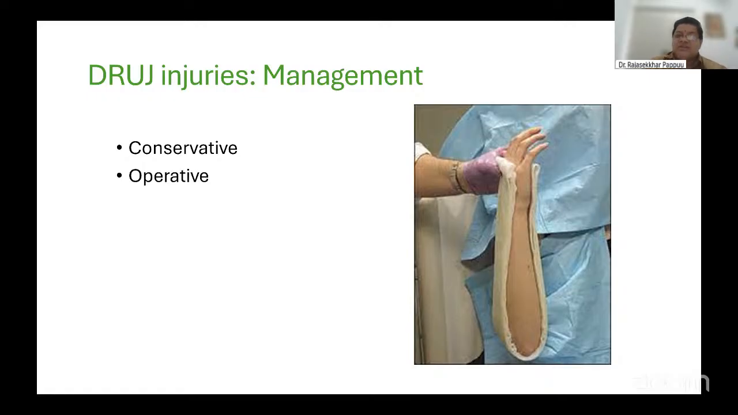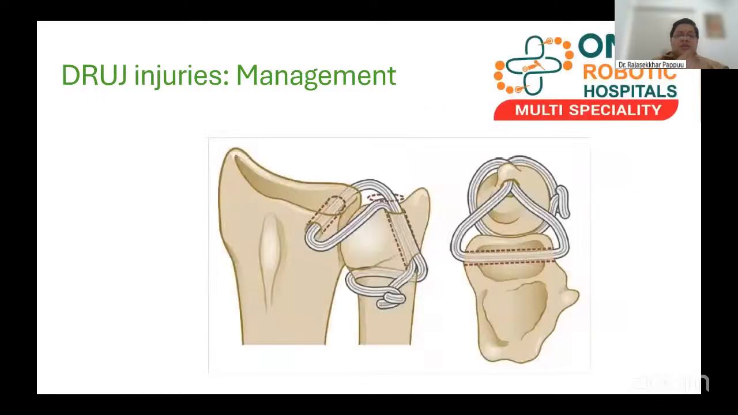In neglected cases, you cannot treat them conservatively. Even in fractures, if you get reduction you can treat them conservatively, but if you are not getting reduction you can't. When it comes to managing distal radioulnar joint instability in operated cases, the first condition is that all your fractures should heal. There should not be deformities or malunions. If there are any malunions, you have to correct those before attempting to reconstruct the ligaments of the distal radioulnar joint.